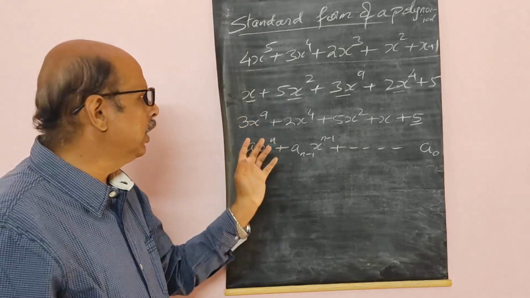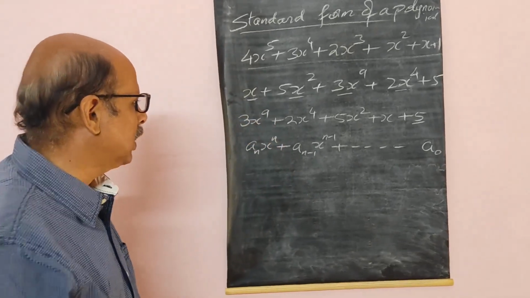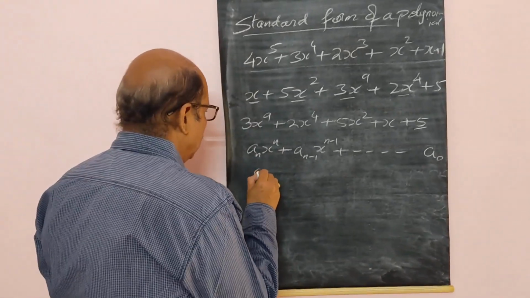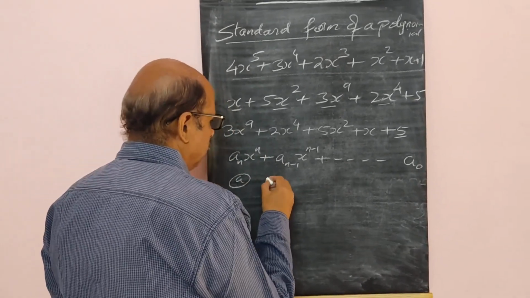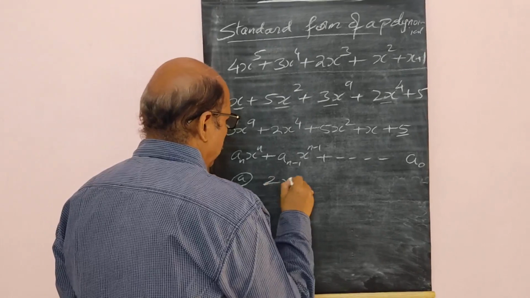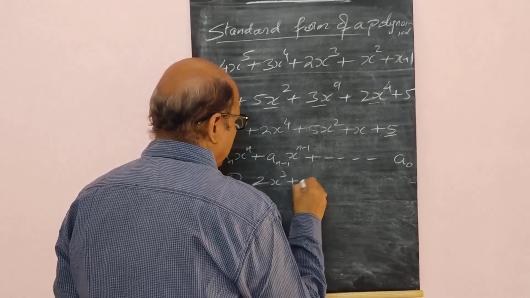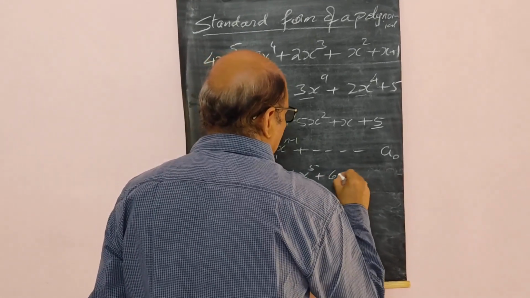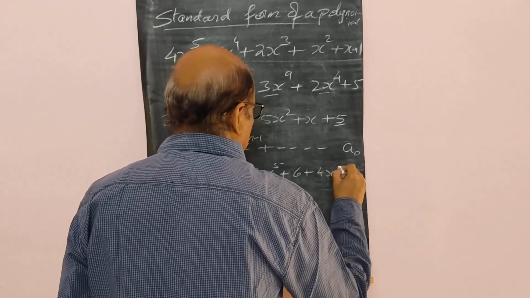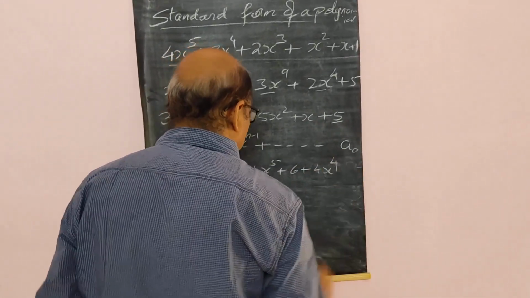So you need to practice on this. I'll just write a few. You do it as practice work. I will just try this and then I will proceed further. So 2x raised to 3 plus 4x raised to 5 plus 6 plus 4x raised to 4.